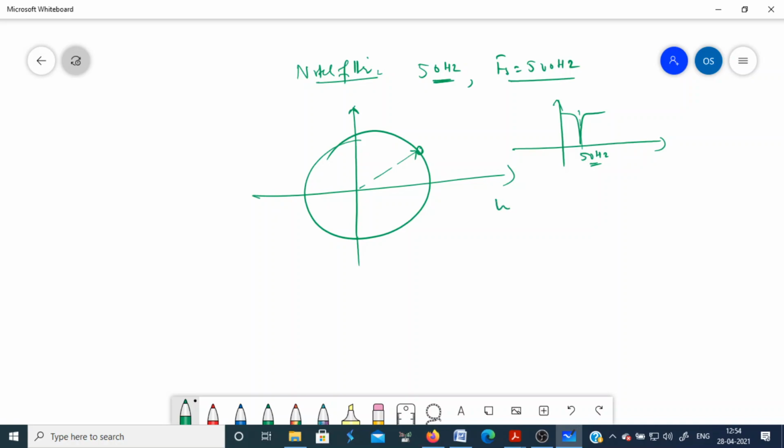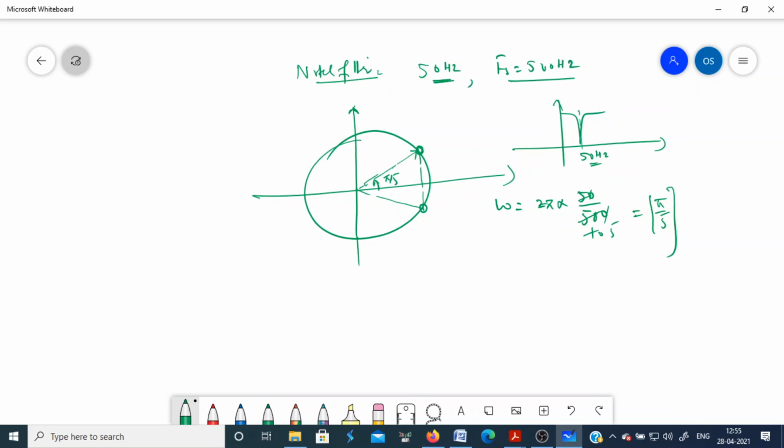So what should be my angular frequency? It is 2 pi into f by fs. So 50 by 500, that is 1 by 10, so 2 pi by 10, I can take it as pi by 5. So if this frequency is pi by 5, and if I place a zero on this unit circle at this point, of course, since the complex roots will occur in conjugate pairs, I have to place a zero here also.